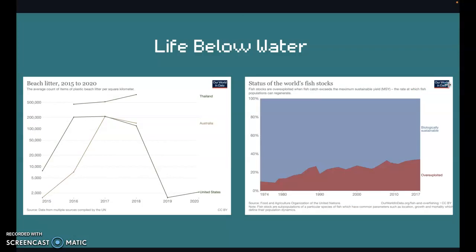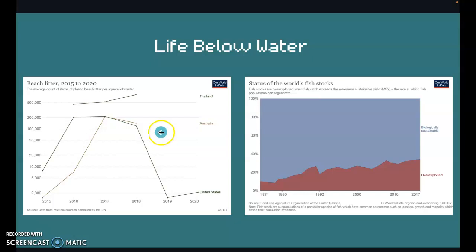For the second one, I did life below water. For the first data chart I have here, it's beach litter, 2015 to 2020, and I'm comparing Australia and the US. So Australia and the US had a pretty similar increase, the US definitely more than Australia.